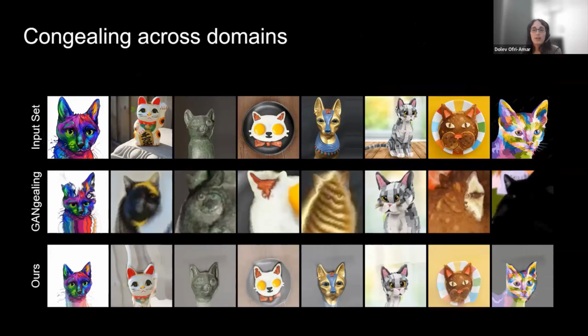And here we show another comparison using a set of images across different domains. And we can see that Gunjiling struggles to generalize to such domains, while our method successfully aligns sets such as this one.